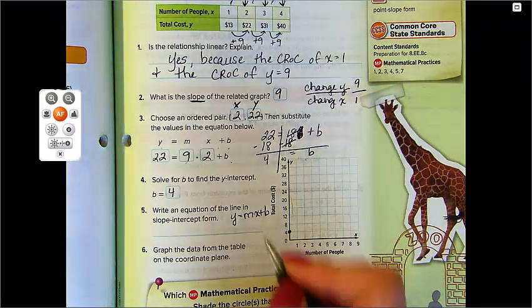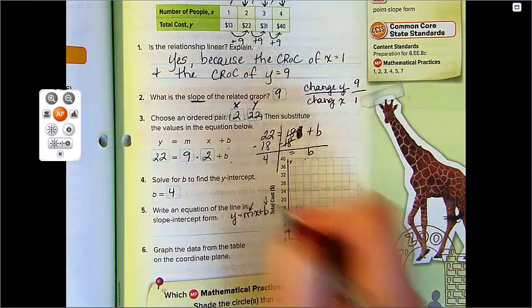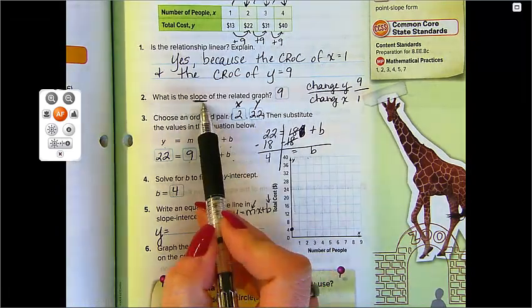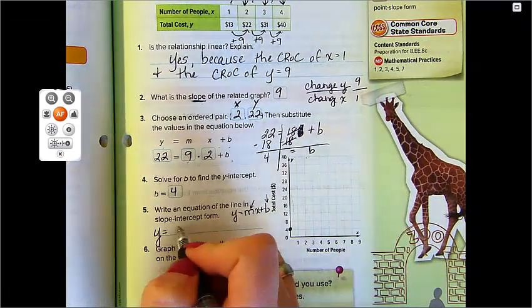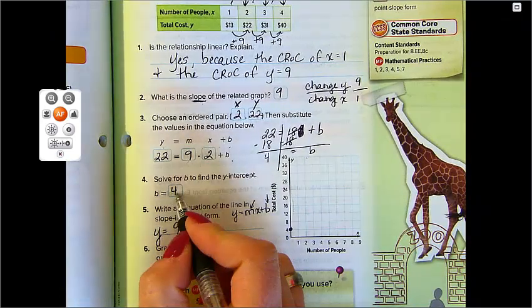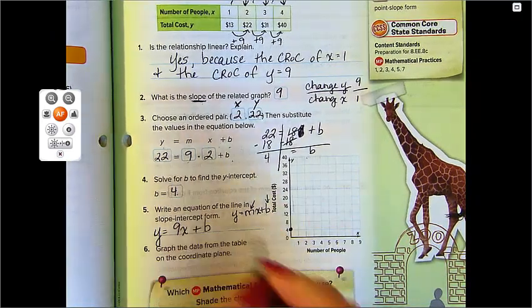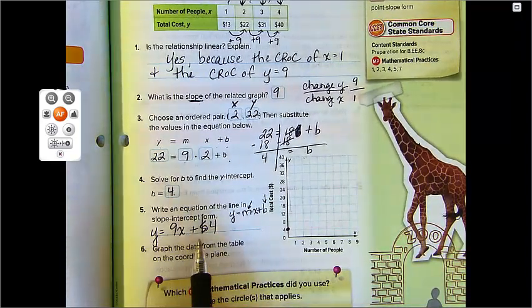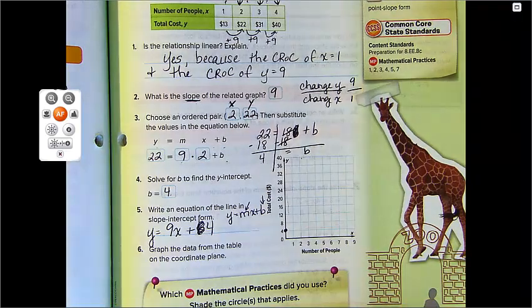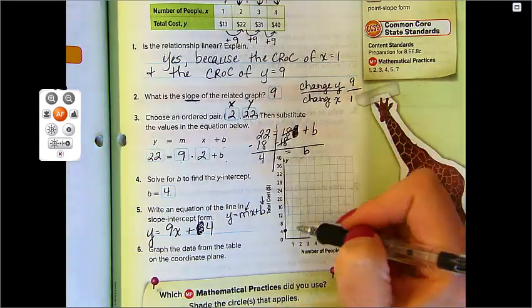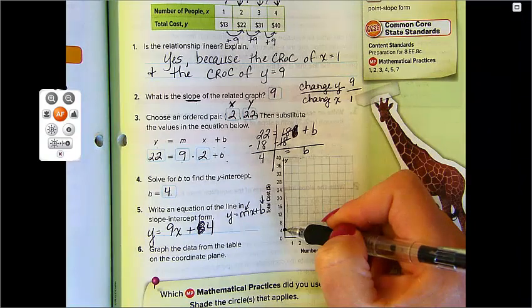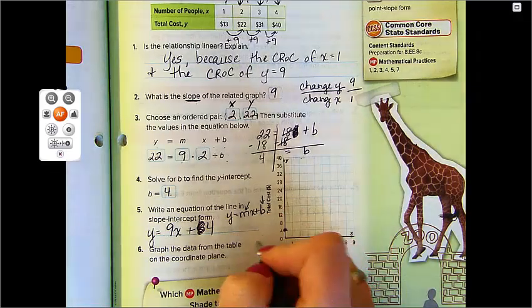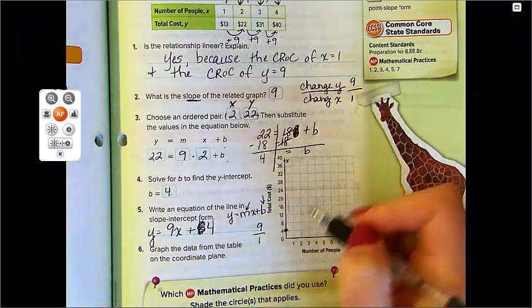And in this form I'm looking to replace the m and the b, because I've solved for those already. So now I have y equals, my slope was 9, and my y-intercept, b, is 4. So my equation is y equals 9x plus 4. And now I'm going to graph it. I know that my y-intercept is 4, so I start there. And hopefully you remember that from there, I go up 9 and to the right 1.